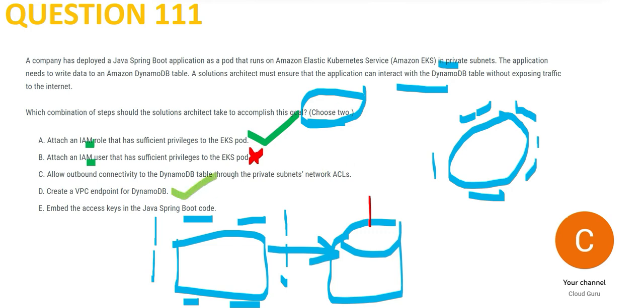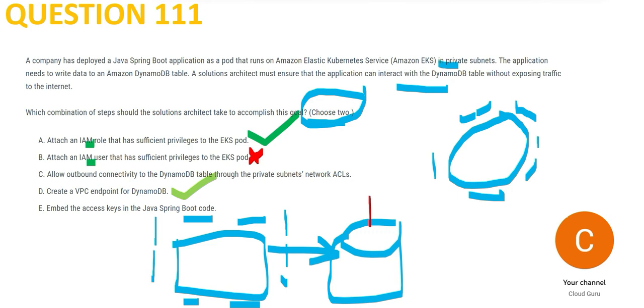So whenever people say, I want to make sure people on the internet should not access this, think about endpoint, endpoint, endpoint. I'm repeating it. Whenever people don't want the internet to reach them, use an endpoint within the VPC. Create a VPC endpoint for DynamoDB. Okay, this is solved. We got our two answers, but let's look at the other options as well.